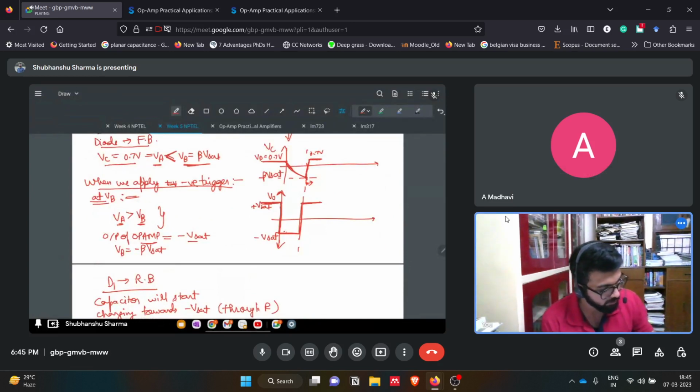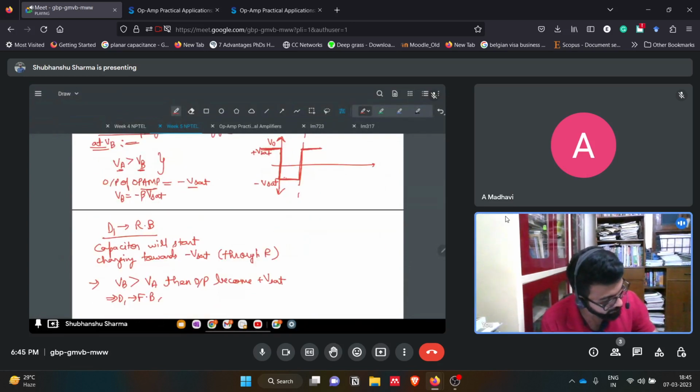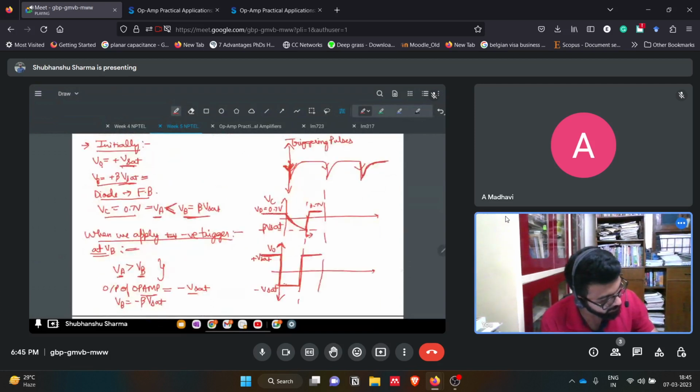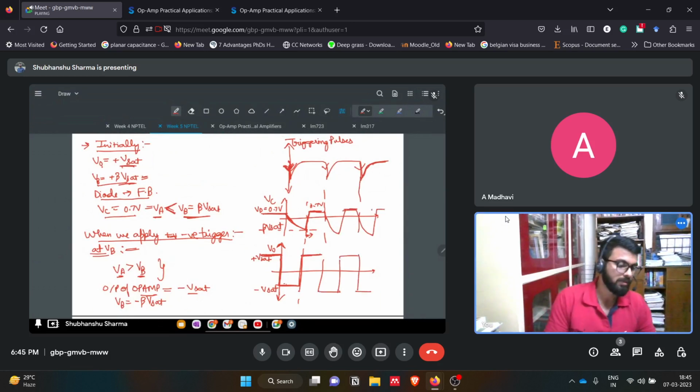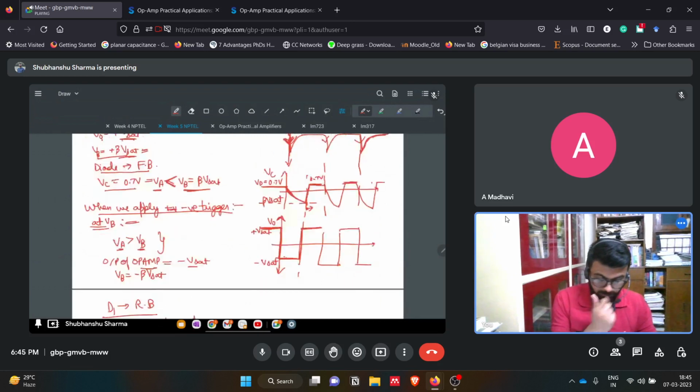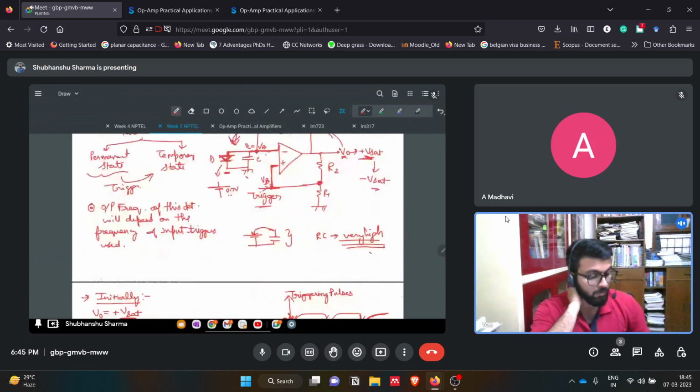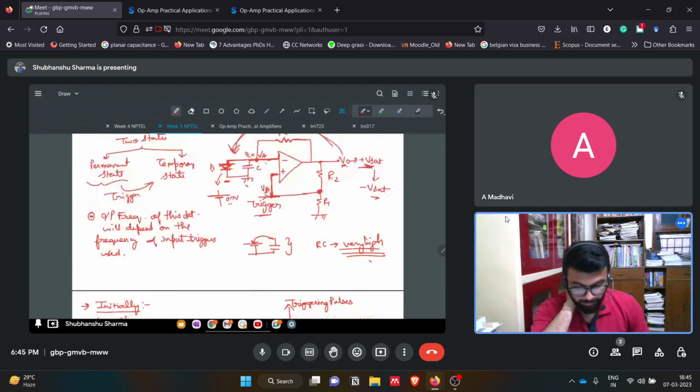Then again, if you apply a trigger here, it will discharge. Then again it will charge like this. Then again it will discharge. Again it will charge like this, and we'll see this voltage here. So here the change in the state of the output of the op amp is being controlled by the trigger being applied at the non-inverting side of the op amp.